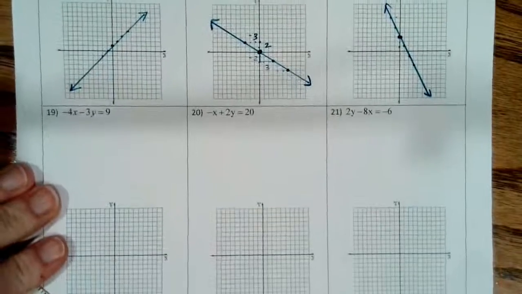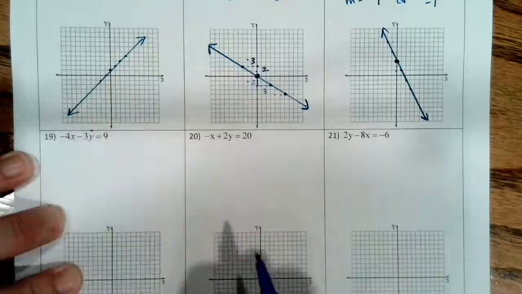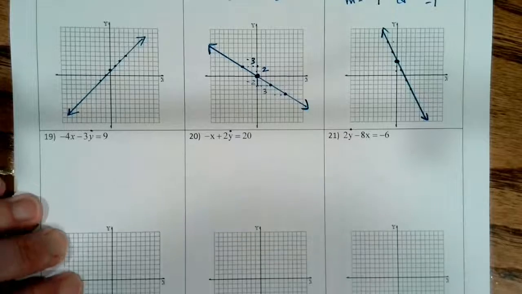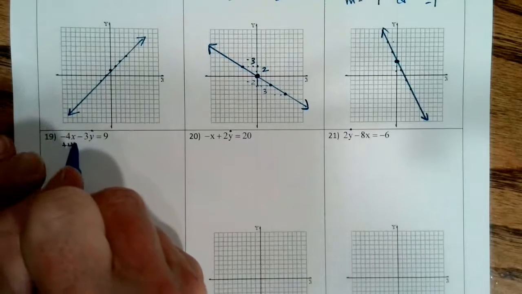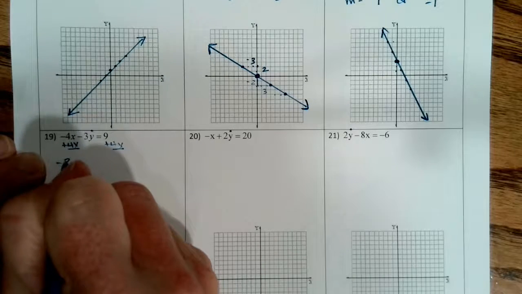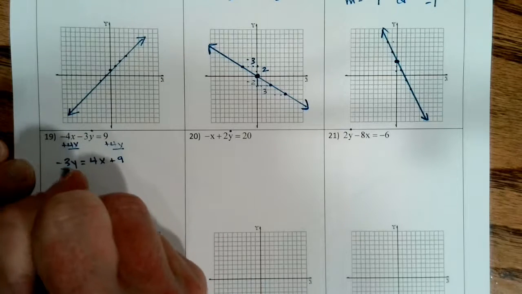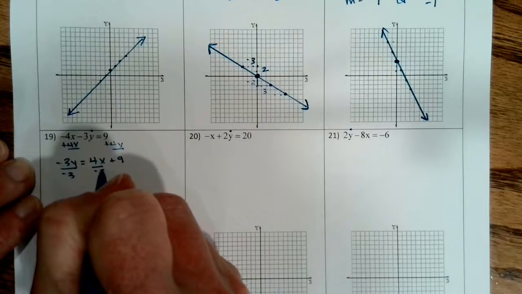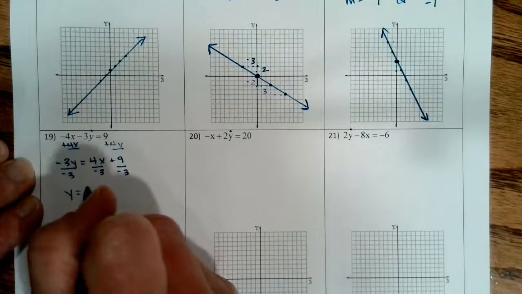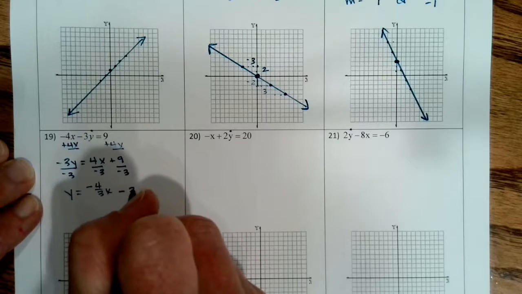These next ones are a little trickier because I'm going to need to solve for y first. I'll add 4x to each side. Negative 3y is equal to positive 4x plus 9. Divide by negative 3. Positive y is equal to negative 4/3 x minus 3.